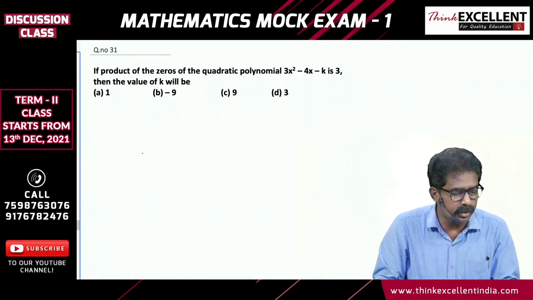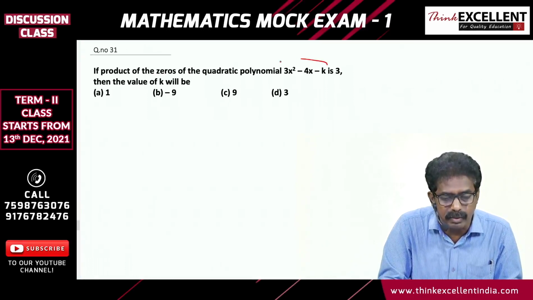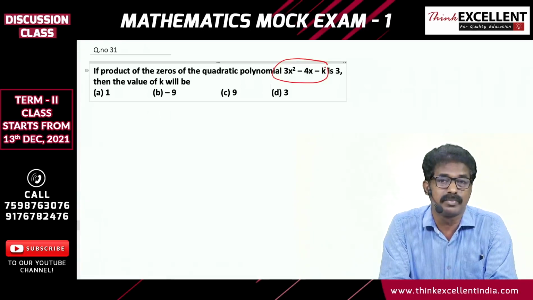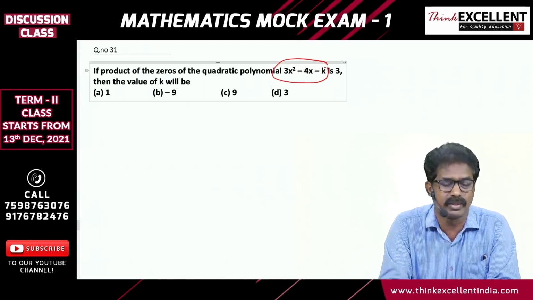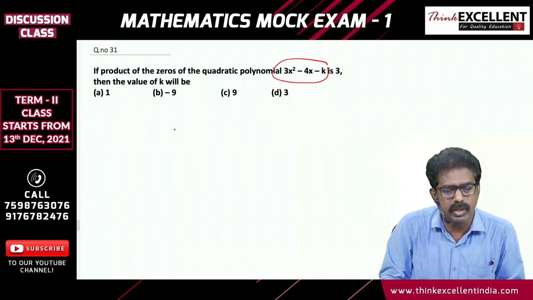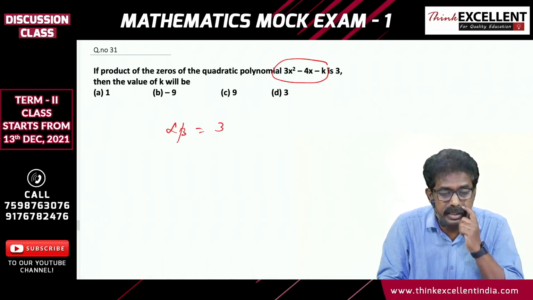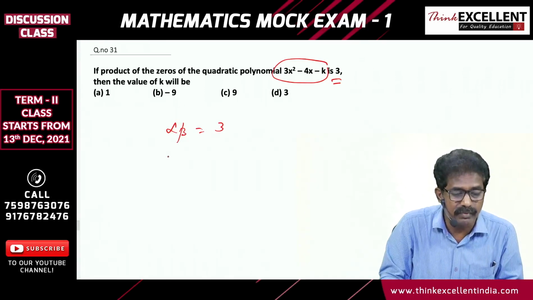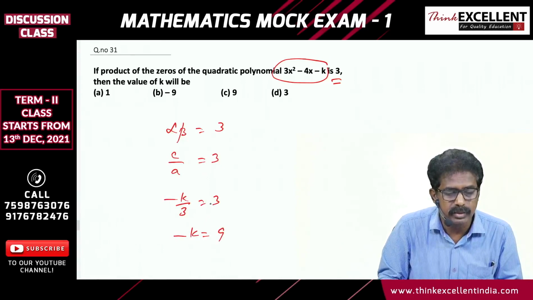Now let's move on to question number 31. Product of zeros of the quadratic polynomial. Always, for any question, any equation you see, the first step is to check, is it in the correct form? It takes only a few seconds. Product of the zeros, so alpha into beta, is given as 3. Very simple question. Alpha into beta means C by A equal to 3. C value is minus K by 3 equal to 3. Cross multiply, minus K is 9. So K equals minus 9. So B is the correct option.